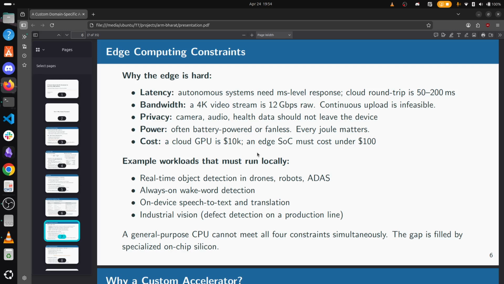Some of the examples of edge computing are real-time object detection in drones. Then you have wake word detection, like when you say, "Hey Alexa" or "Hey Siri." Then text-to-speech and also vision detection in factories. So all of this must happen on a small board because the power and area are limited.